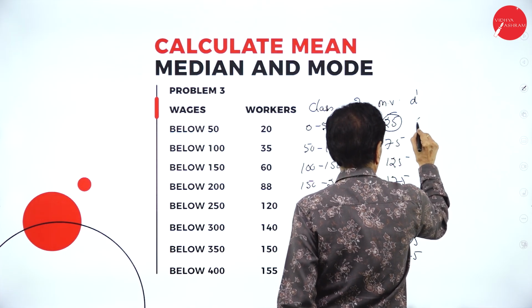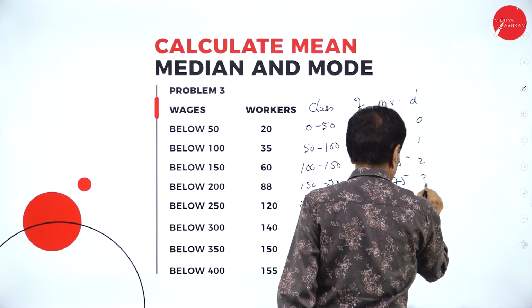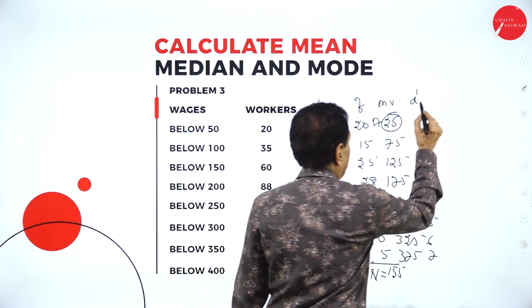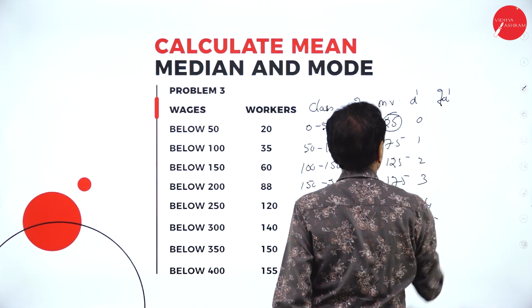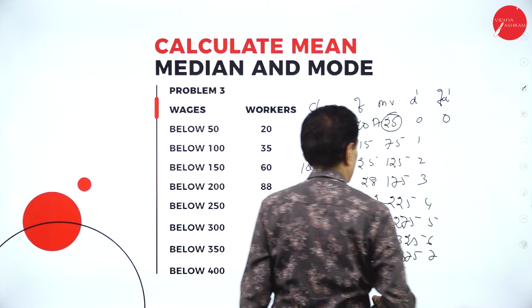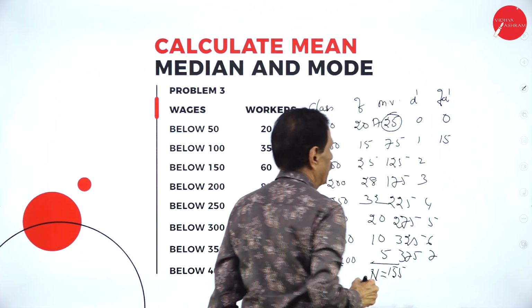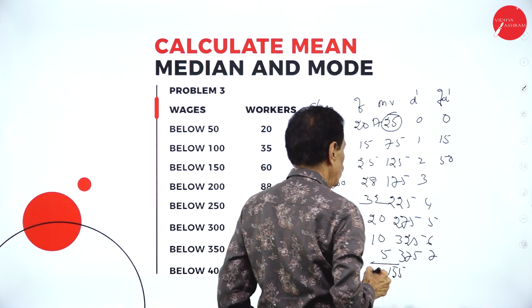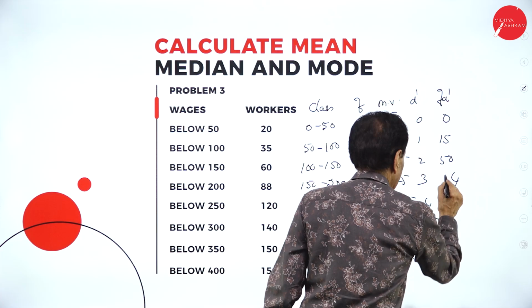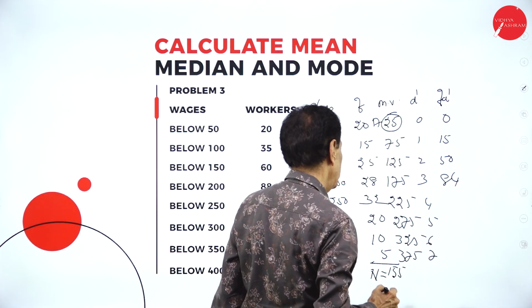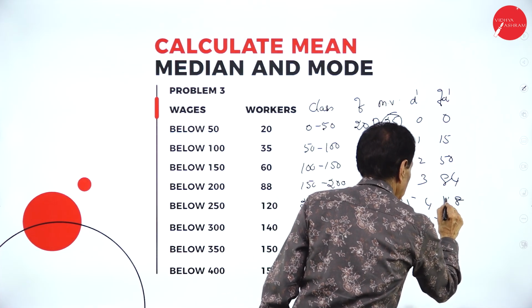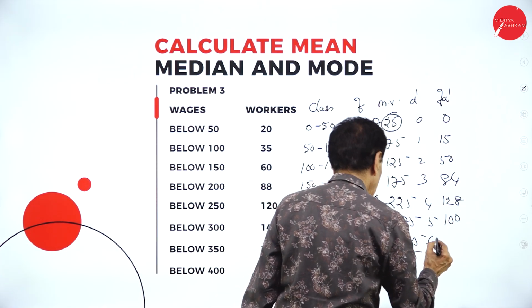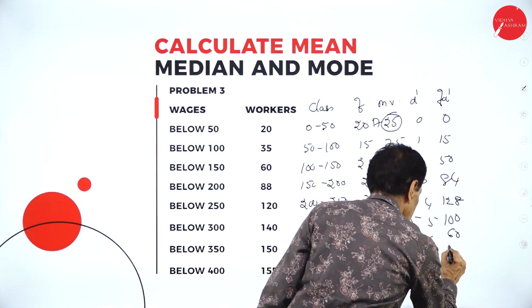as 0, 1, 2, 3, 4, 5, 6, 7. FT dash. 20 into 0 is 0. 15 ones are 15. 25 twos are 50. 28 into 3, 84. 32 into 4, 128. 20 into 5, 100. 10 into 6, 60. 35.